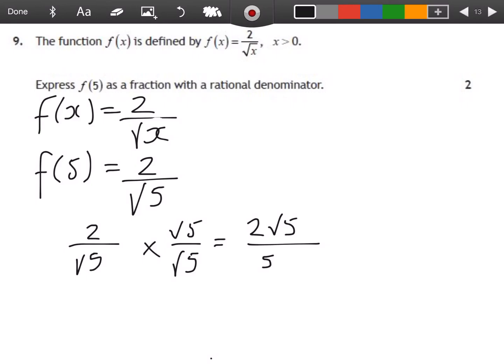And that is it. We've done it. We've given it as a fraction. It's got a rational denominator. It doesn't have the square root on the bottom. That's us. Okay?